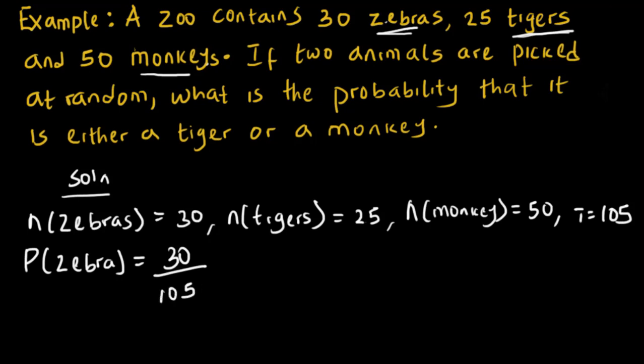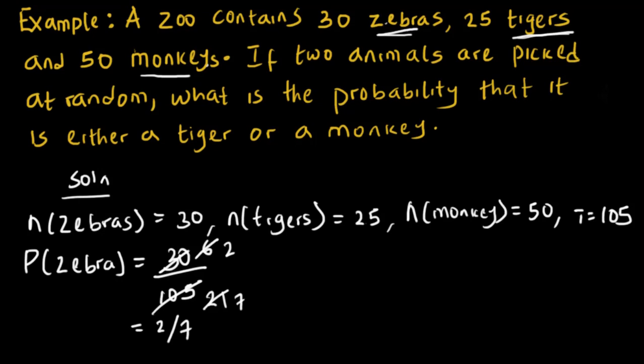105. Do you understand this? 5 in 30 is 6. 5 in 10 is 2. 5 in 5 is 1. 3 in 6 is 2. 3 in 21 is 7. So we have equals to 2 over 7. Does this make sense? So we go to the next.